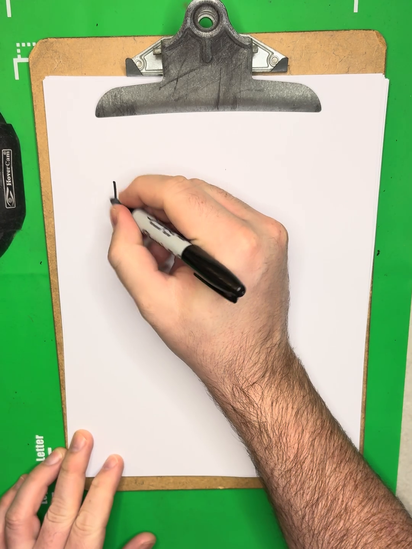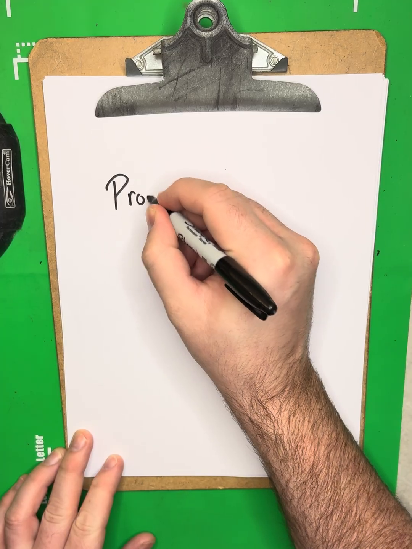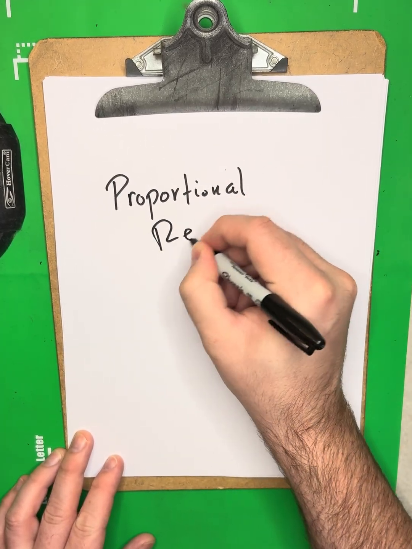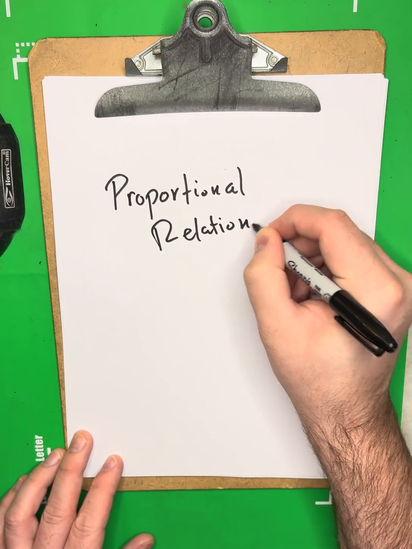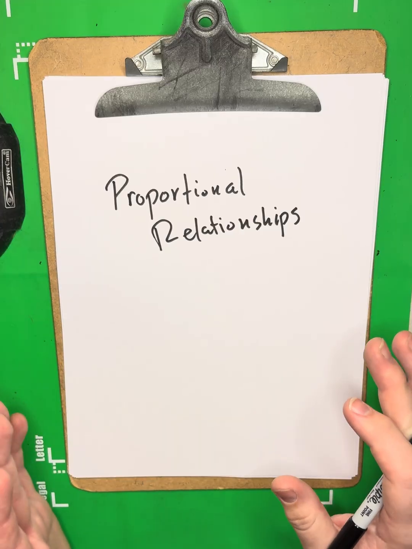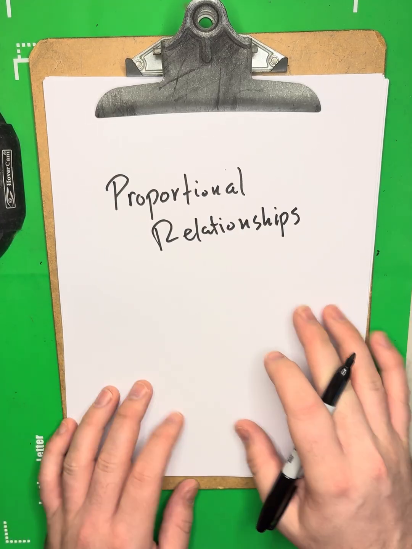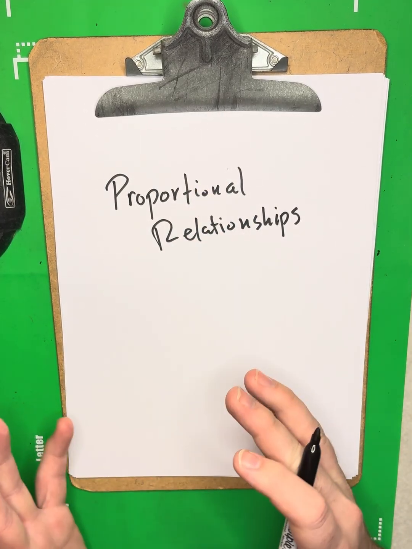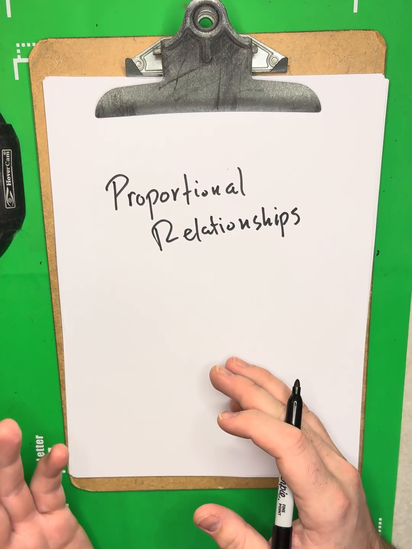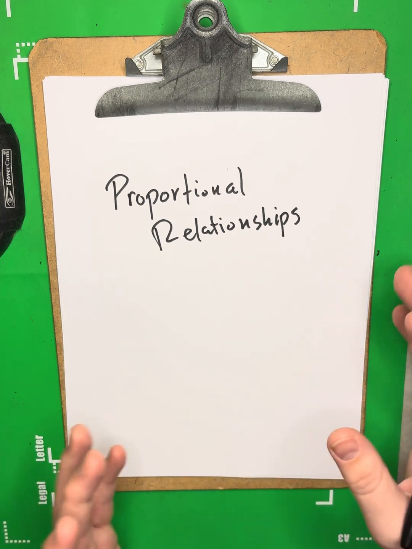All right, folks, so I want to talk about our unit that we're in right now, which is proportional relationships. Now, when we look at proportional relationships, we have to focus on this part right here. So what is a proportion? A proportion is an equation, all right, that has two ratios in it.